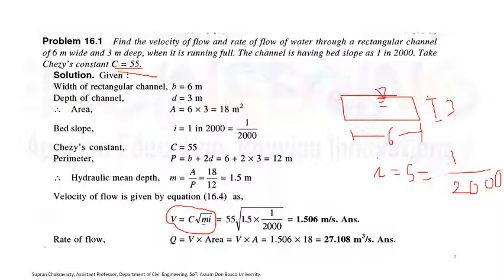So to find out m, we need A by P, right? So 1.5 meter, and we'll just put the values in the equation, and we'll find out this relation as meter per second because we have taken meter. Also, the rate of flow, which is a discharge, is found out, which is nothing but the velocity into area. So the area is also given, 18. We have found out the area, so this is the rate of flow or discharge.